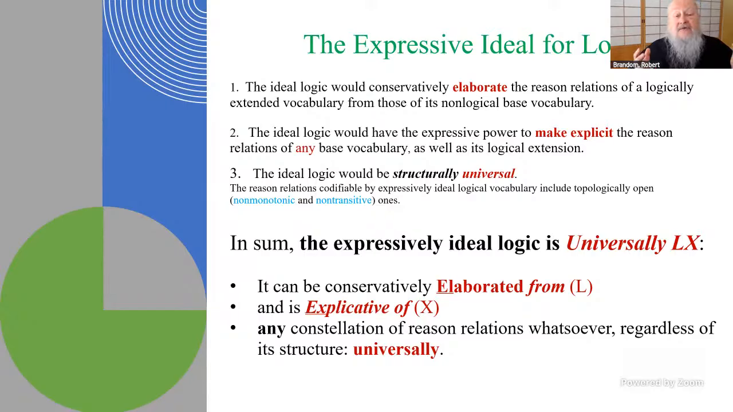Ideally, it would do that regardless of what structural conditions the base vocabulary satisfied. Non-monotonic, non-transitive, we'd still like to be able to introduce conditionals to say that an implication is good. So I say the expressively ideal logic would be universally LX: L for elaborated from and X for explicative of any constellation of reason relations, any implication relation at all, regardless of its structure. That's what an ideal logic would do.